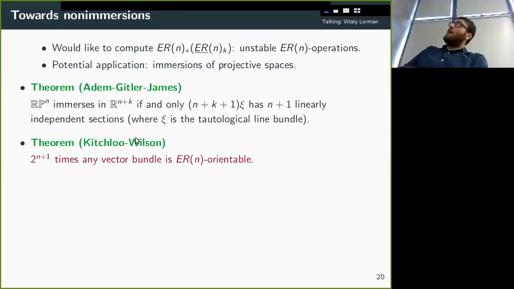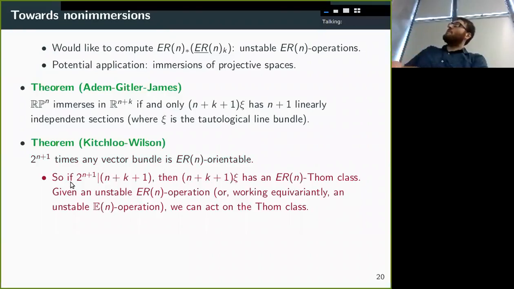Okay, so now I want to combine that with a result of Nitu Kitchlew and Steve Wilson that 2 to the n plus 1 times any vector bundle is ERN orientable. So for example, 4 times any vector bundle is KO orientable, 8 times any vector bundle is ER2 orientable. This is not optimal even for KO, but this is a result that they got. And so if 2 to the n plus 1 divides n plus k plus 1, then we know that n plus k plus 1 times this bundle has an ERN Thom class.